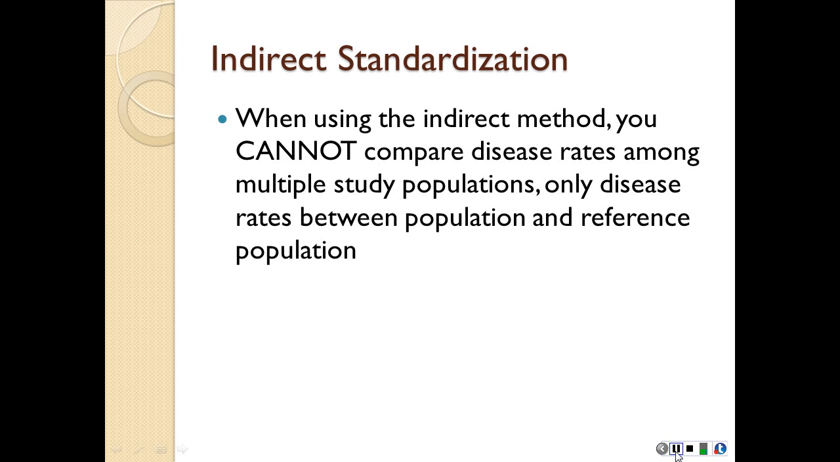So we had population A and population B, and we used indirect standardization to compare them to population X. So we can say population A compared to population X, and we can say population B compared to population X. We cannot say population A compared to population B. So you can only look at the disease in your population compared to the reference population.